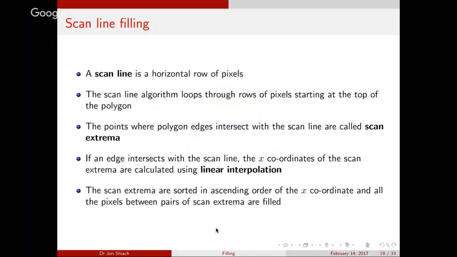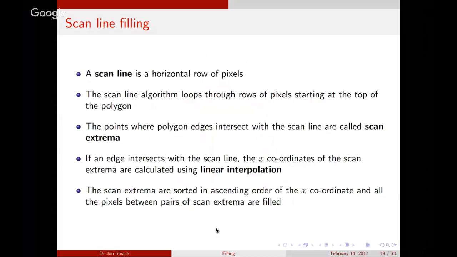What we're doing here is, a scan line is a horizontal row of pixels. So what the scan line filling method does is it looks at rows at a time, starting at the top of the screen and going down to the bottom of the screen, and it will try and fill scan lines, so rows of pixels at a time. So starting at the top, you calculate what pixels on that row need to be illuminated. Then you go down to the next row of pixels, do the same thing, and the next row. So it goes from top to bottom.